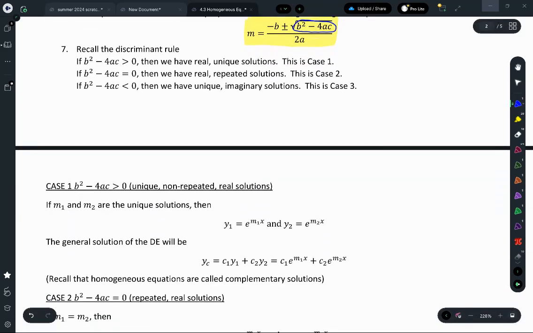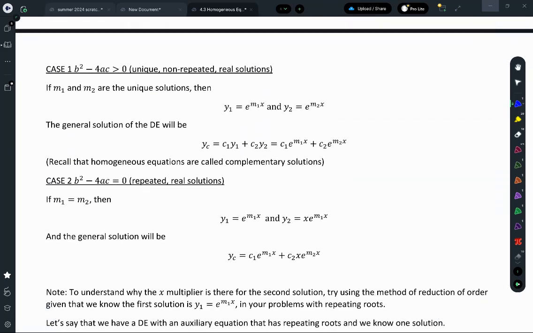So we're going to go through the 3 cases and talk about the forms for their solutions, and then we'll do some examples. So case 1, where we have unique, non-repeated, real solutions, we end up with m1 and m2. I'm keeping everything very generic here. So when we have unique solutions, we can just say y1 is equal to e to the m1x, and y2 is equal to e to the m2x. And then I form the general solution by putting some C1s and C2s in there. And I go ahead and say that my complementary solution is C1 e to the m1x plus C2 e to the m2x.